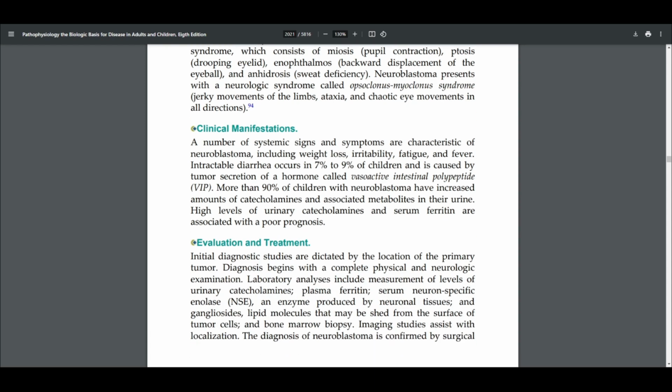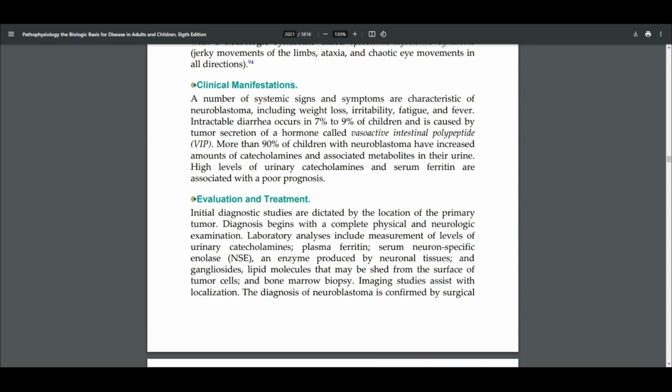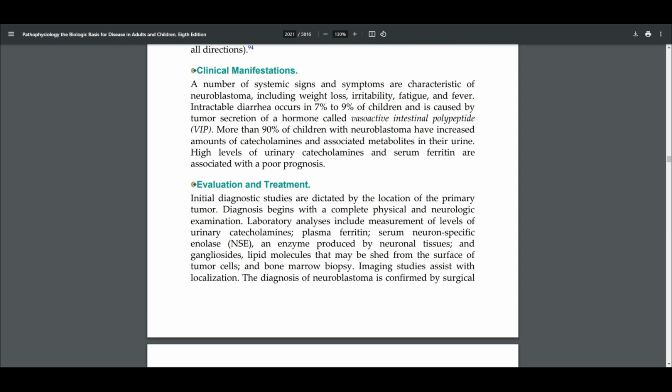Clinical manifestations: a number of systemic signs and symptoms are characteristic of neuroblastoma, including weight loss, irritability, fatigue, and fever. Intractable diarrhea occurs in 7 to 9% of children and is caused by tumor secretion of a hormone called vasoactive intestinal polypeptide. More than 90% of children with neuroblastoma have increased amounts of catecholamines and associated metabolites in their urine. High levels of urinary catecholamines and serum ferritin are associated with a poor prognosis.